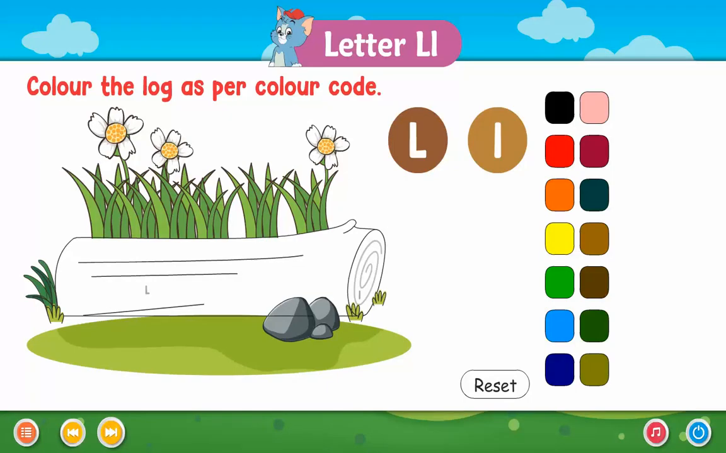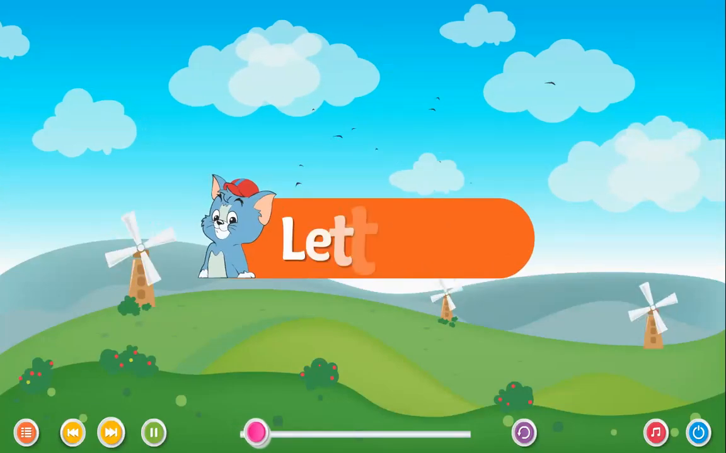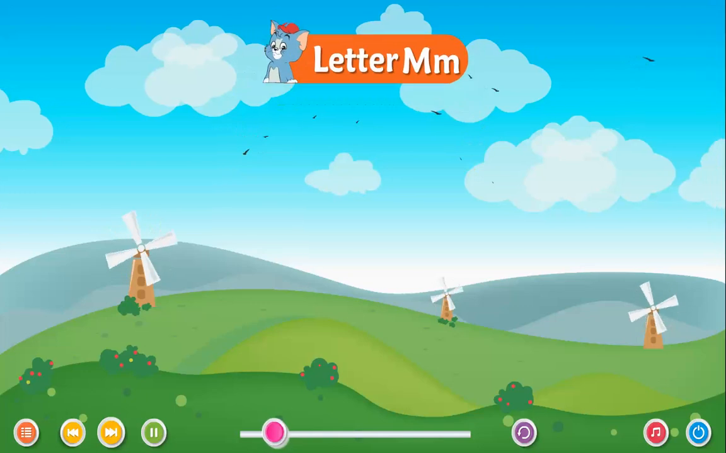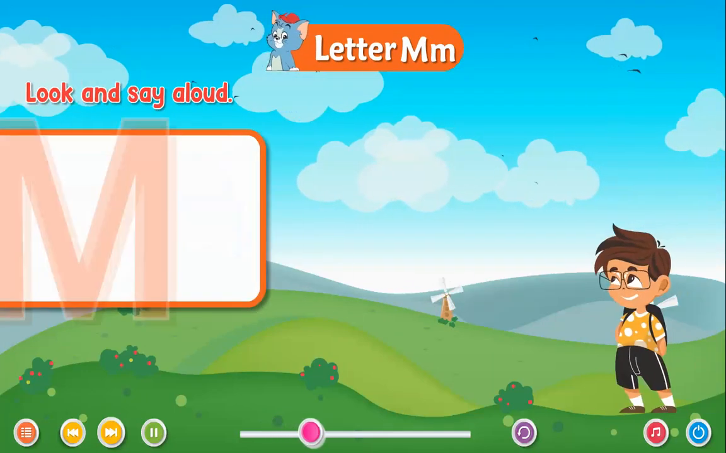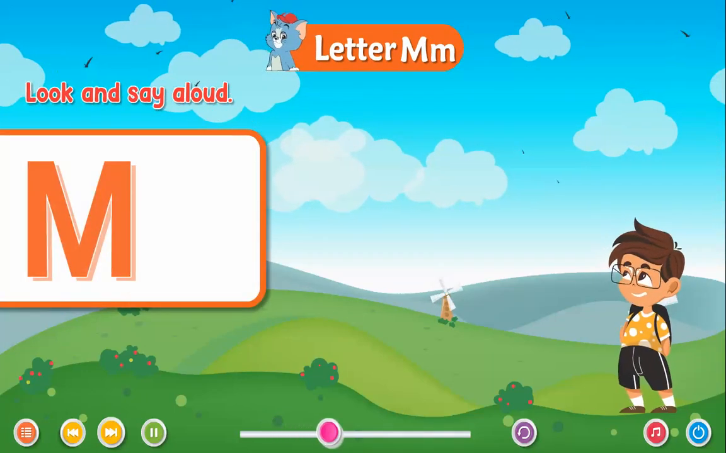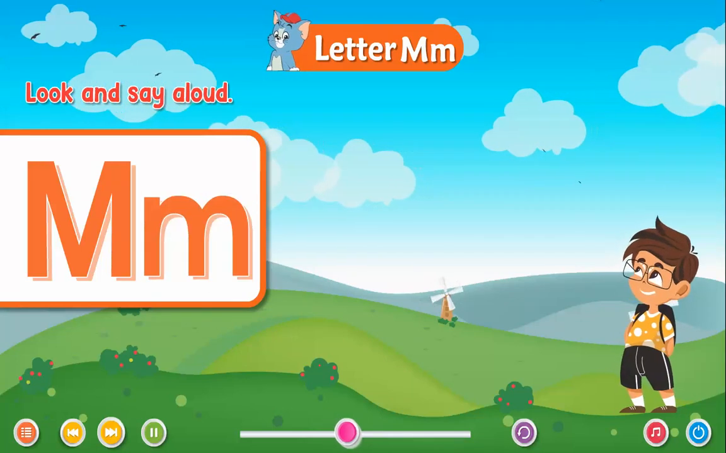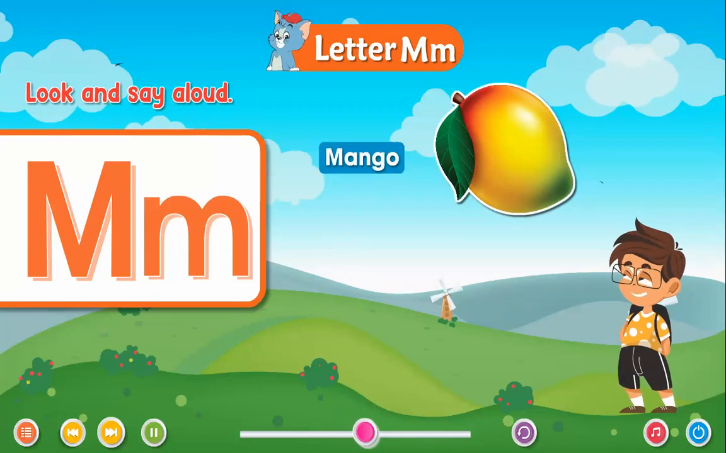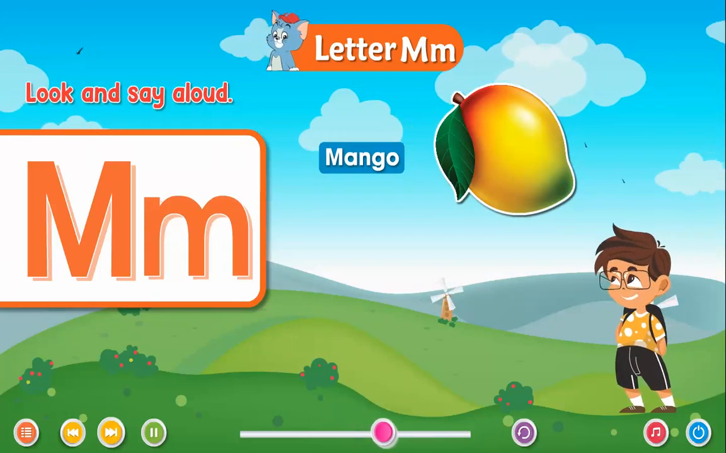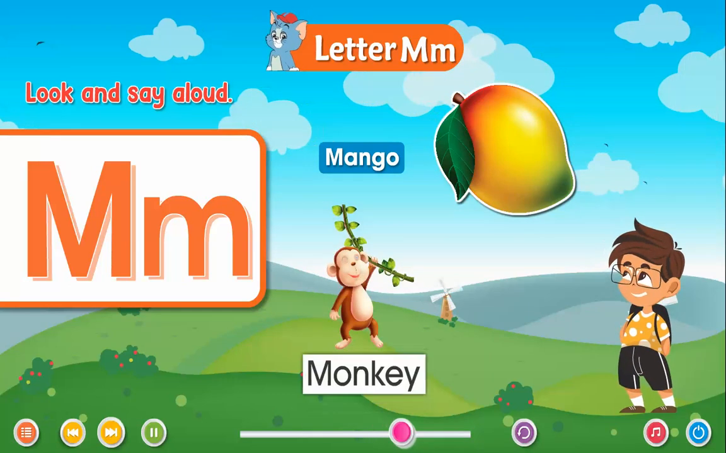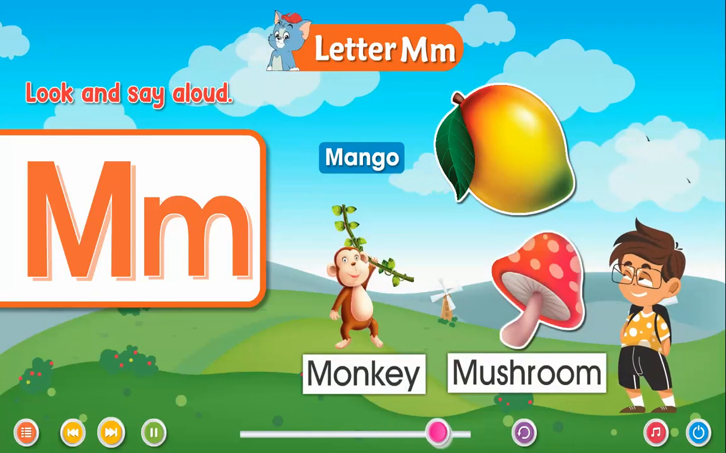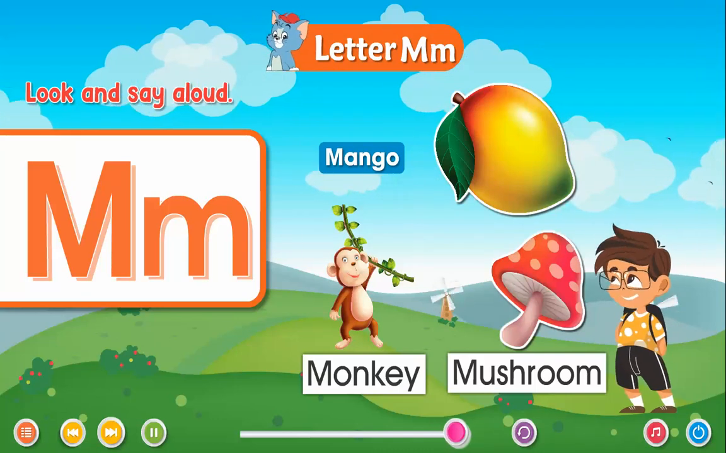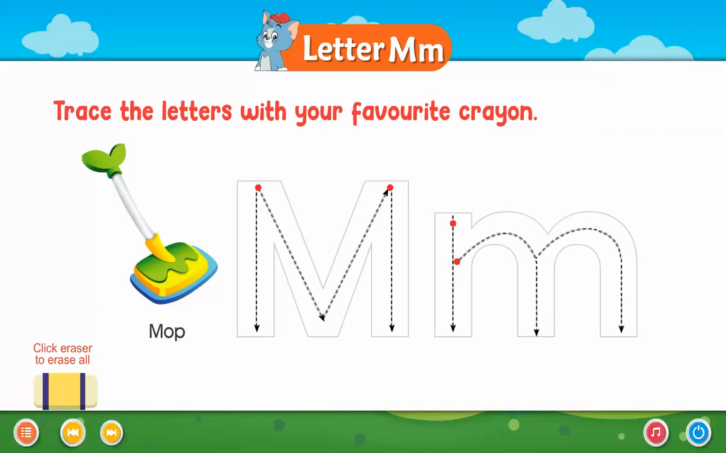Trace the letter M. Look and say aloud. Letter capital M, small m. M for mango. M for monkey. M for mushroom. Trace the letter.